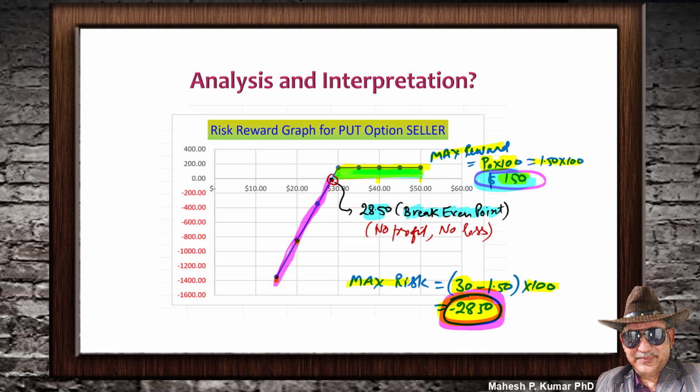So this way you can prepare a risk and reward worksheet and graph for yourself and make interpretation of your situation as a put option seller. You can calculate the break-even point, you can calculate the maximum reward for you and the maximum risk for you as a put option seller.